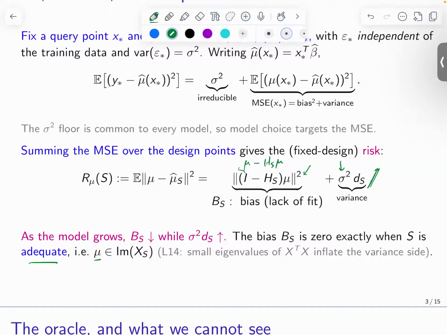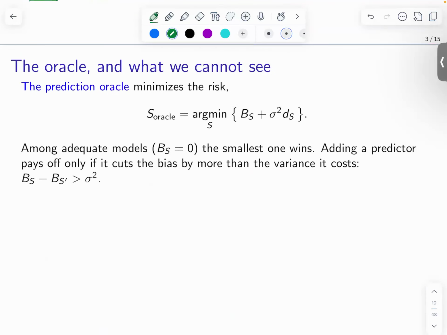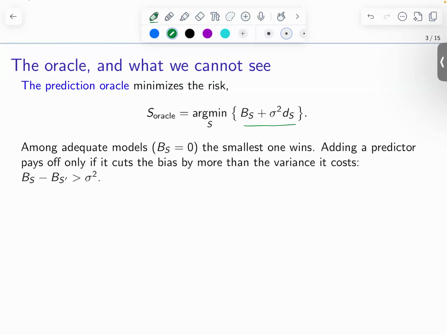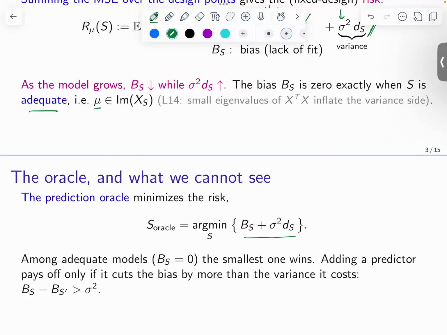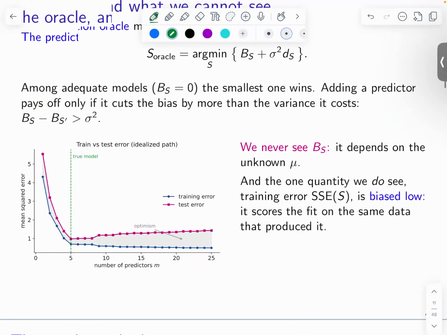So what we're going to do is come up with criteria to try to estimate this quantity directly. So you're going to estimate the risk. You're going to basically have unbiased estimators of the risk that we can then use. But this criterion, bias plus sigma squared d_S, you can think of as the oracle risk. An oracle that knows mu could compute this oracle subset or oracle model, and we are going to try to approximate this oracle behavior.